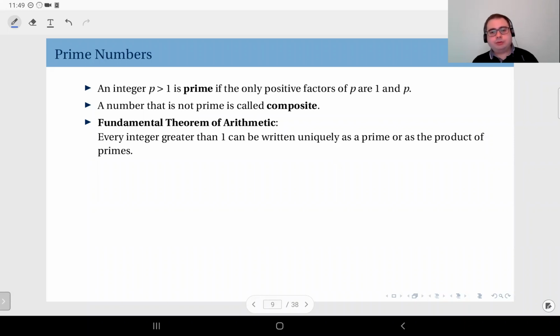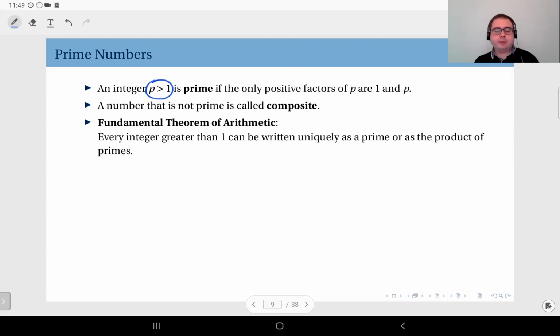I'm sure you all know this definition, but the only thing I would like to emphasize is this here. Some people think the number 1 is also a prime number, but that is specifically excluded in the definition. And this is significant, as we will see in a minute, in the fundamental theorem of arithmetic. So 1 is not a prime number.